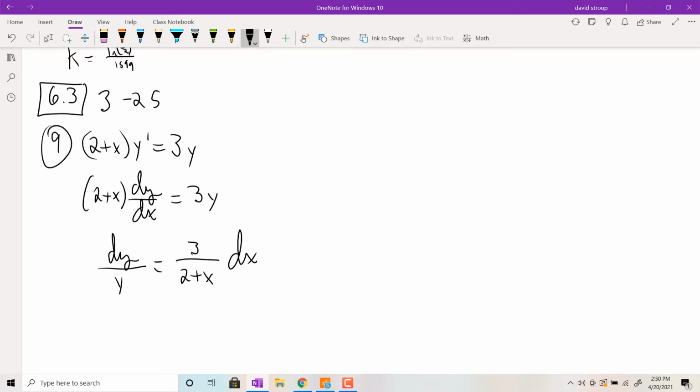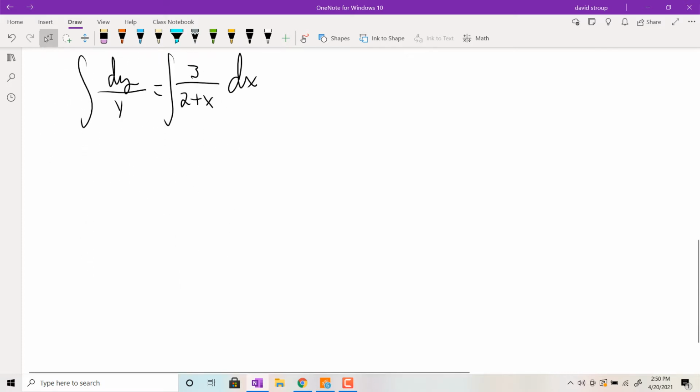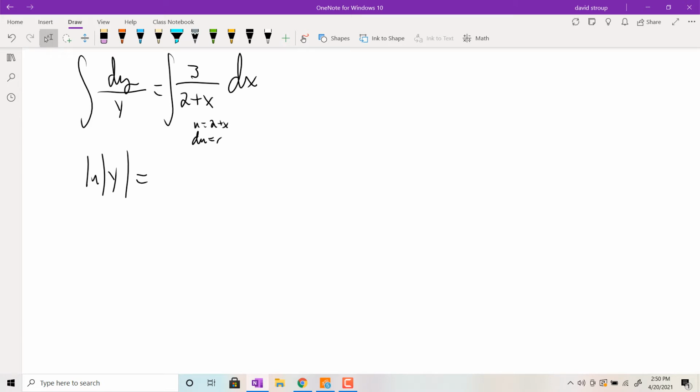I always try to keep the constants on the right side. If I don't do that, I end up having to do funny square root things, which adds complexity, and I want to avoid it. Once I have it in this form, I can integrate on both sides. On the left, the integral of 1 over y dy is ln of the absolute value of y. On the right, if you need a u-sub, you can use u equals 2 plus x, but it's kind of silly because du will just be dx. So this will be the integral of 3 over u du, which will be 3 ln of u. And of course, back-subbing, you get 3 ln of the absolute value of 2 plus x, plus c.